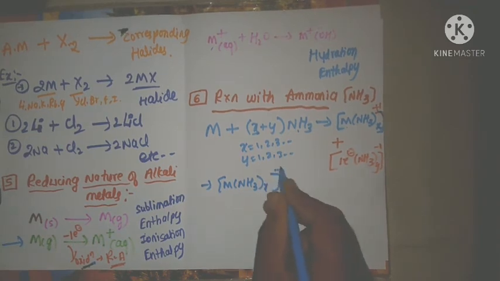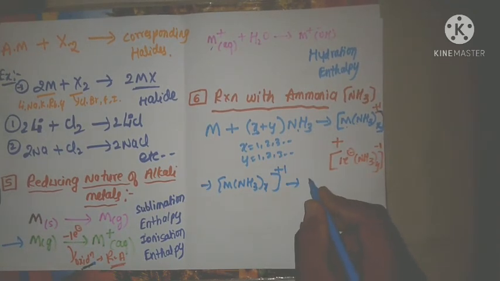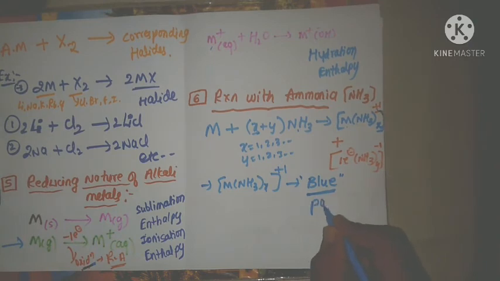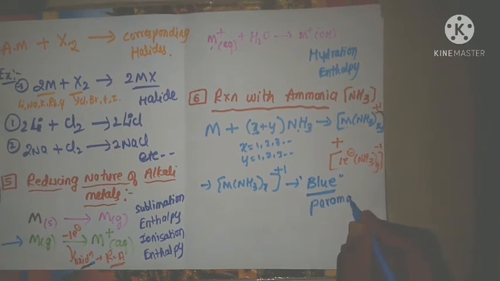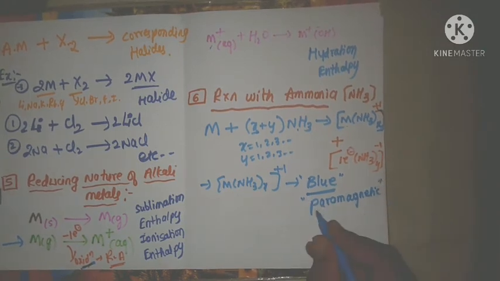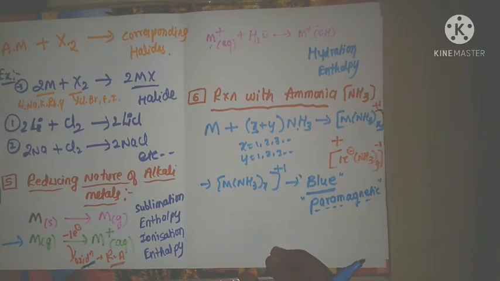This compound, once again I will write, MNH3X times having plus 1 charge. It is blue in color. What is the color of this one? Blue. Also I am writing with blue color only, correct? Blue in color and paramagnetic. Paramagnetic means it is weakly attracted towards the magnetic field, or unpaired electrons are there. Therefore, it is paramagnetic.